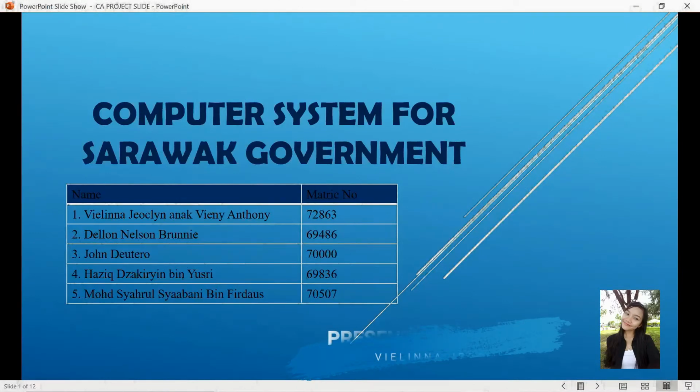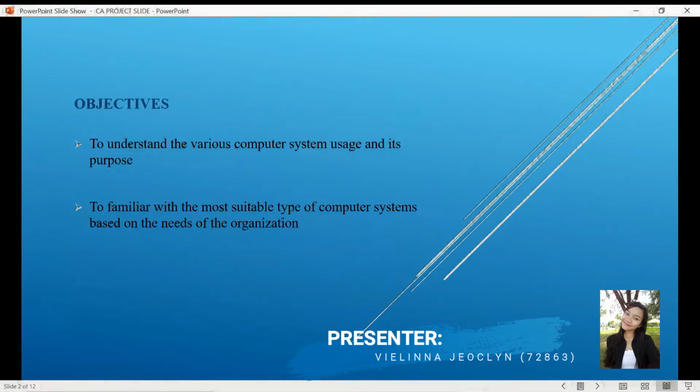Hi, my name is Vielinna Jeoclyn, anak Vieny, and today our group will present about the computer architecture project for semester 2, called Computer System for Sarawak Government. The objective of this project is to understand the various computer system usage and its purpose, and the second objective is to become familiar with the most suitable type of computer systems based on the needs of the organization.